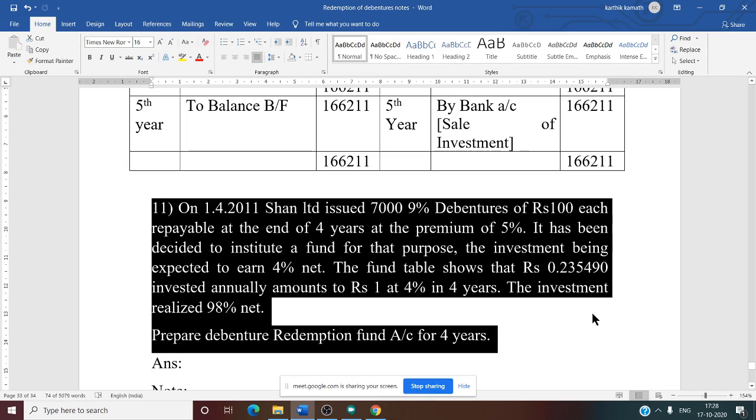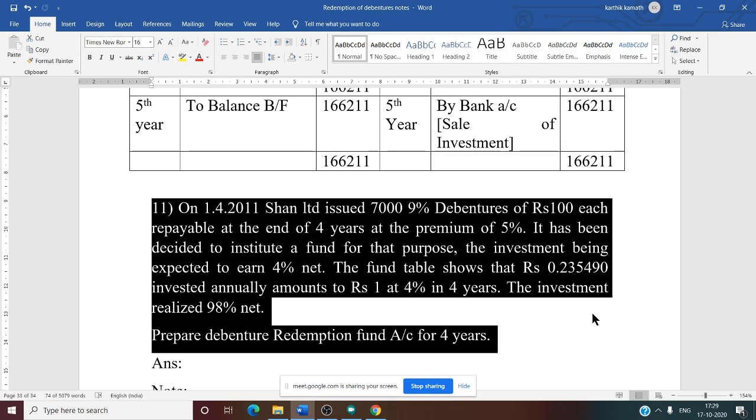On 1/4/2011, Shan Limited issued 7,000 debentures of 100 each. Okay, so now what is the debenture value? 7,000 into 100. So what is that amount? 7,000 into 100 gives 7 lakh. 7 lakh is the debenture value, repayable at the end of 4 years at a premium of 5%.